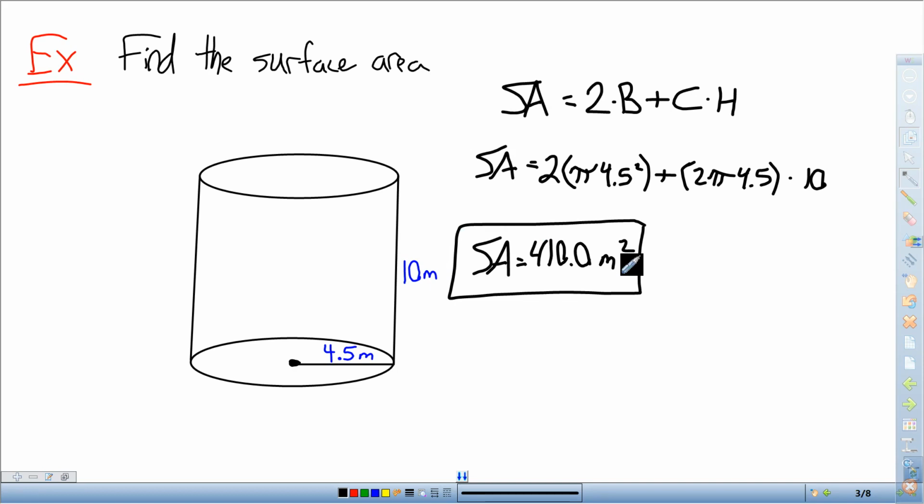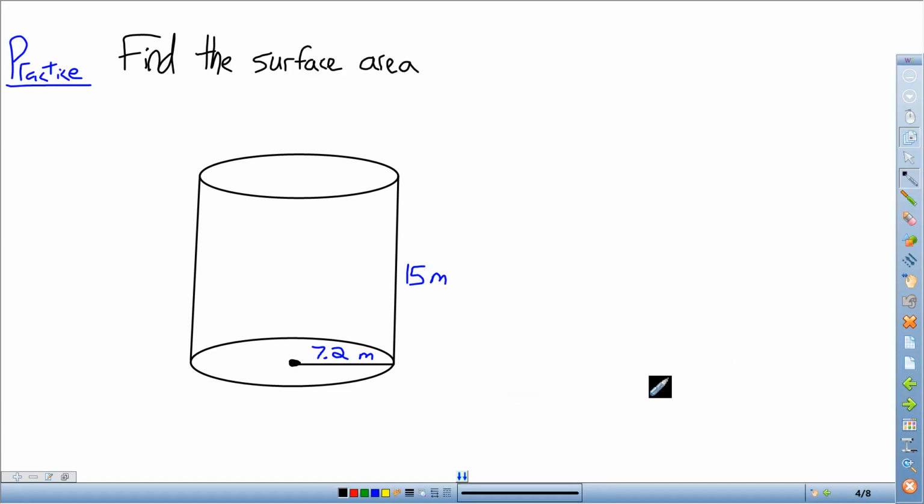Okay, so when you're given the radius and the height, nothing crazy. I'm going to have you go ahead and try one out just like that. Go ahead and plug those into the surface area formula and see what you get.